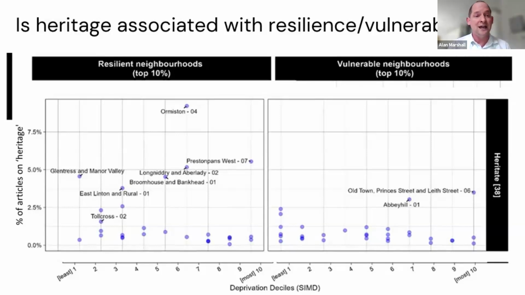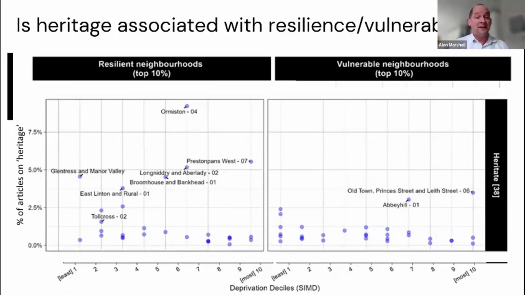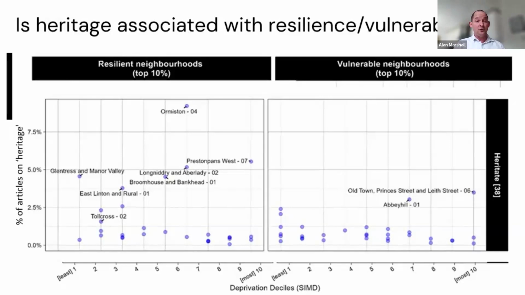What you can see here is that the most resilient neighbourhoods have in common a tendency to also have higher percentages of articles on heritage. A number of these neighbourhoods have over 2.5% of the articles on heritage, which is never really the case for vulnerable neighbourhoods. So this is suggesting that perhaps we can understand resilience and vulnerability through this heritage variable, at least in terms of an association.